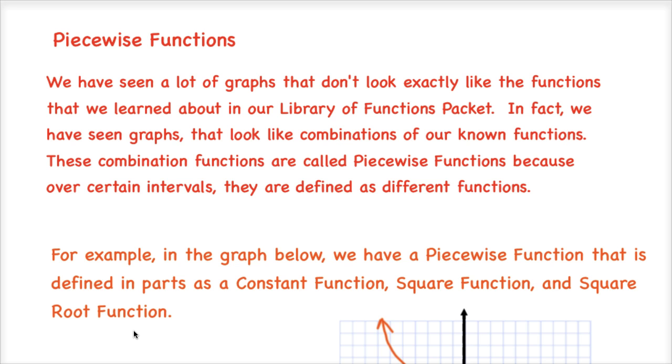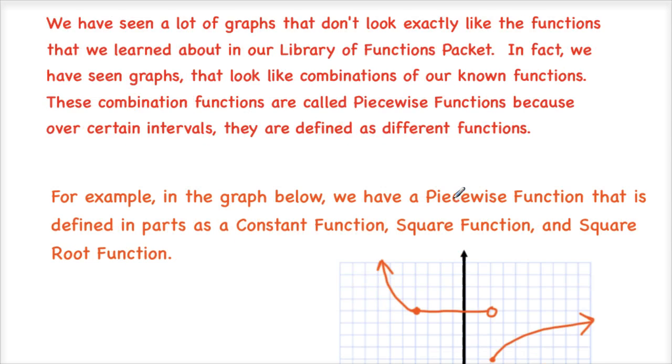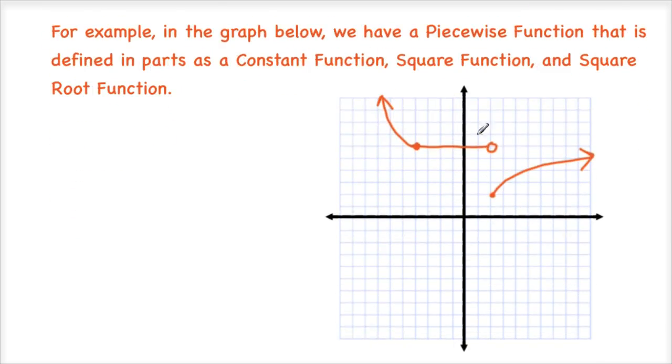So sometimes we'll see these graphs where they don't look exactly like the ones that we have in our packet on the library of functions, but they look like combinations of them. So when we're combining two or more of these different functions that we know from our packet, we're going to call them piecewise functions. And when we define a piecewise function, we're always going to define the parts over certain intervals. So we're going to define for certain x values, the functions are going to adopt different equations or different functions. So down here in orange, we have an example of a piecewise function.